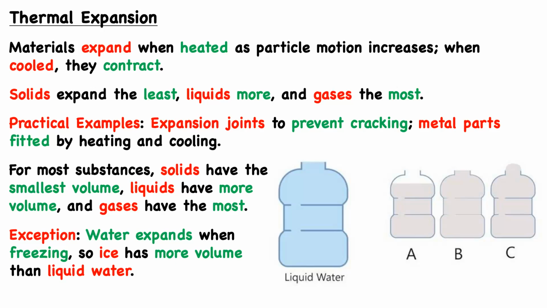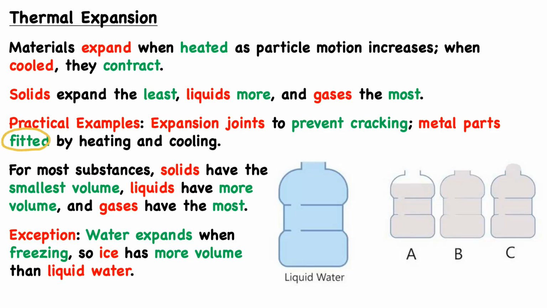Now, why does this matter? Well, there are many practical examples of this. For example, we have expansion joints, which are used in bridges and essentially account for these size fluctuations that occur due to temperature changes, and this serves to prevent cracking. And then we also have the fitting of metal parts.